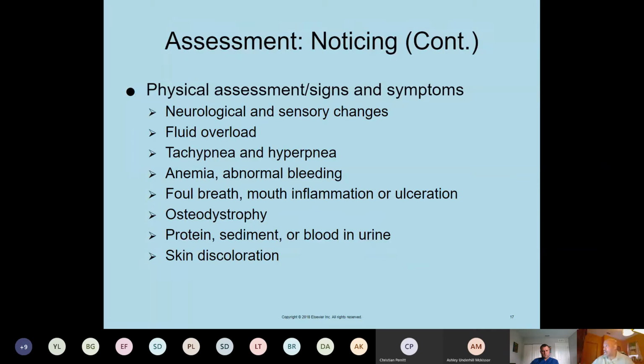There's also a condition on here called osteodystrophy. And basically the bone structure morphs, it changes shape. And for patients with CKD, this is one of the characteristic conditions that you'll see in these patients. It has to do with disease, mineral deposits and whatnot. And look here where it talks about the foul breath, mouth inflammation and ulcerations. Remember the stomatitis and the halitosis in these patients. And other information is pretty self-explanatory. Skin disorders, you may have some bruising and whatnot.